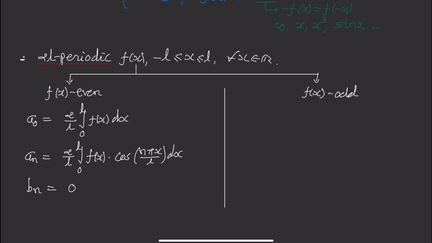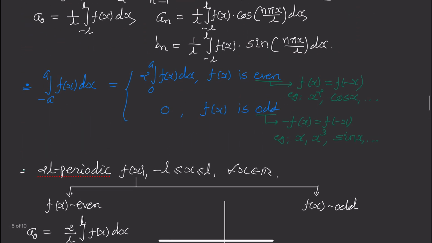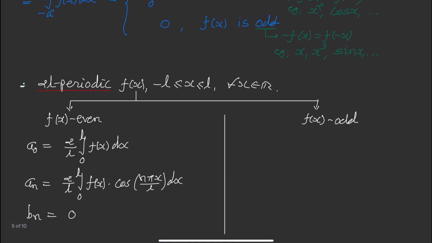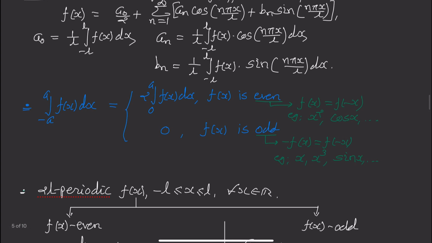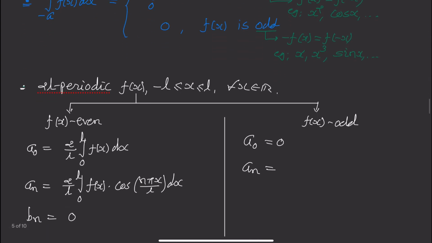In this case when f of x is odd, obviously this integration is 0. That means we can say that a0 is equal to 0 because f of x is odd. So here a0 is equal to 0. What is an? Look at here, an, f of x is odd function, cos n pi x upon L is even function, so odd into even is odd function, right? And when function is odd, the integral is 0, and therefore an is also 0.